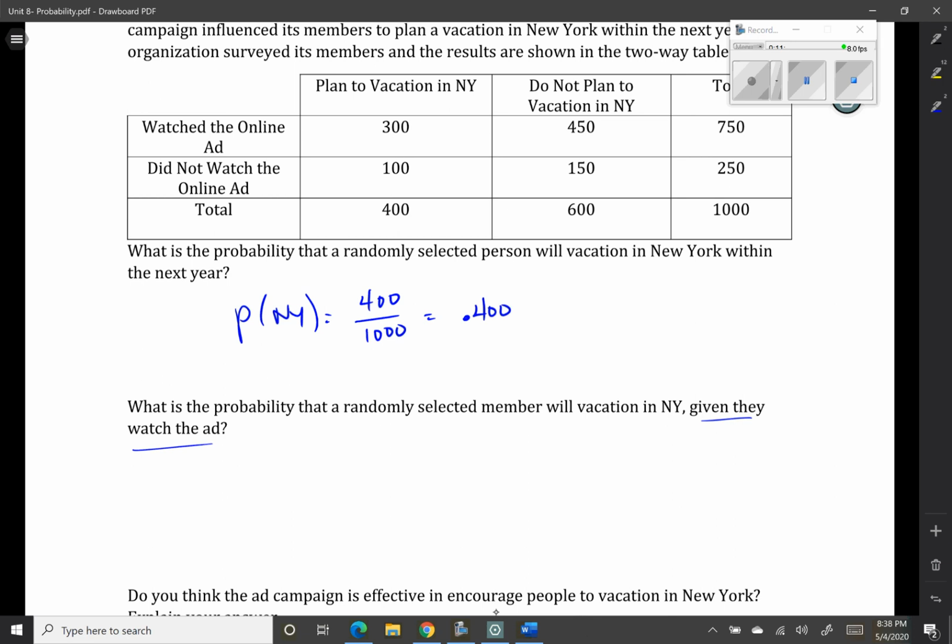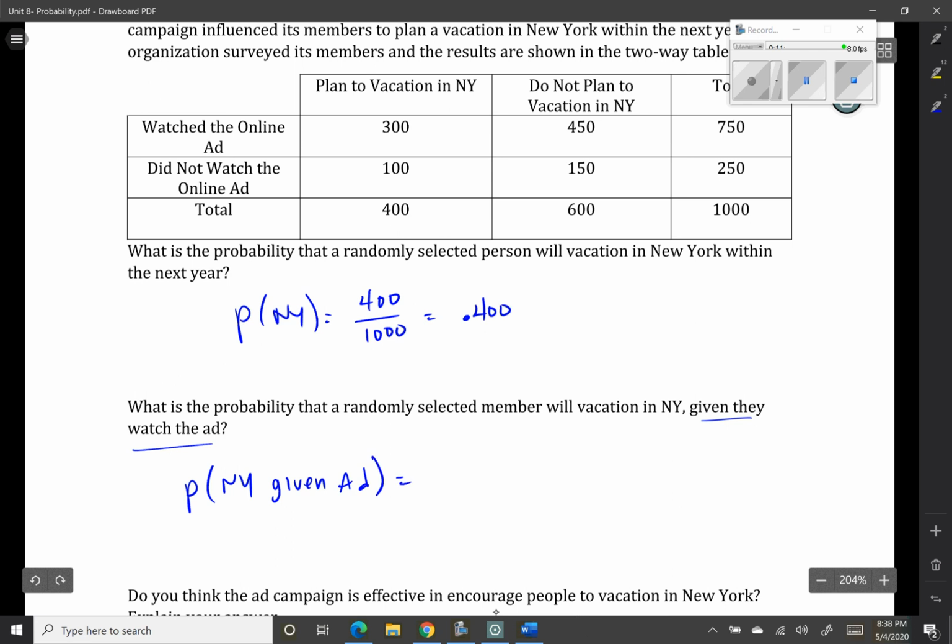We know that 40% of people are going to plan on coming to New York for vacation. If we add this added stipulation of given that they watched the ad, if this probability goes up, what we can kind of justify is that the ad made more people want to come to New York. If it made it go down or stay about the same, we could say the ad really didn't mean anything. So we can say, what is the probability of vacationing in New York given watching the ad?